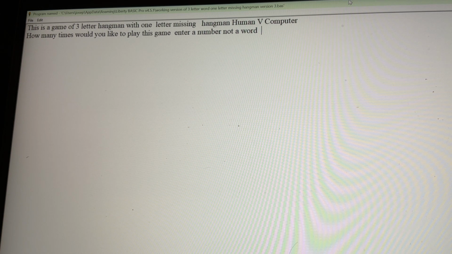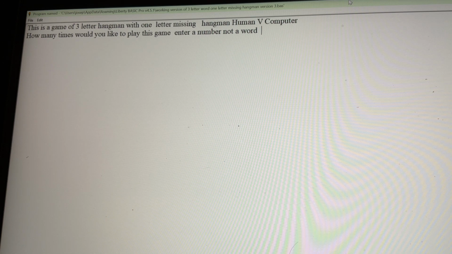Today I am demonstrating a computer game which I wrote, which is a version of Hangman. Hangman is a game in which you try to guess all the letters of a word. In this version of Hangman, it is a 3-letter word and one letter is missing, and you try to guess that one letter. In my opinion, it is somewhat easier than Hangman because one letter is missing.